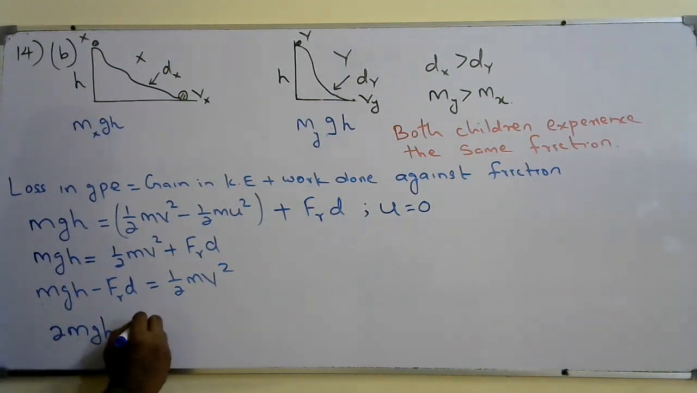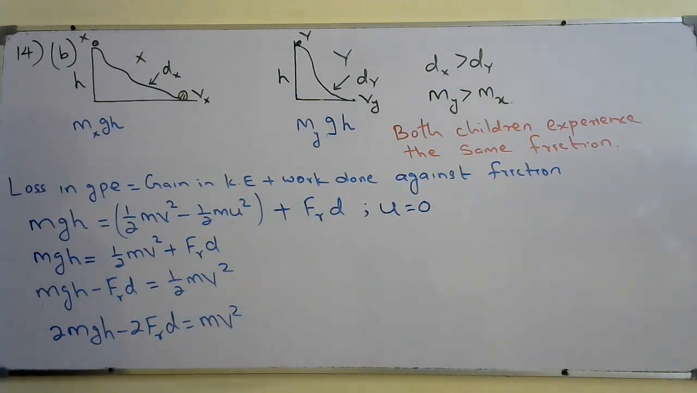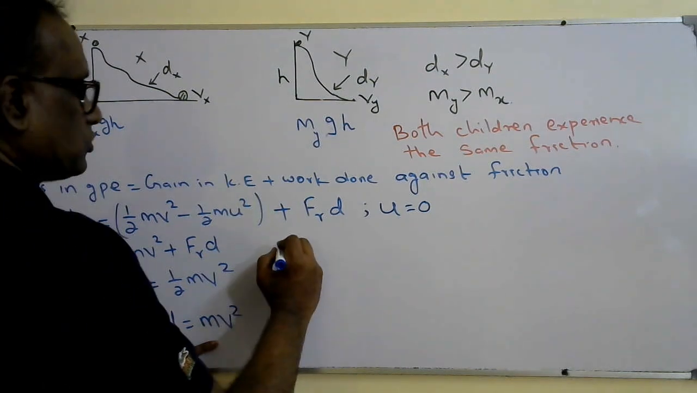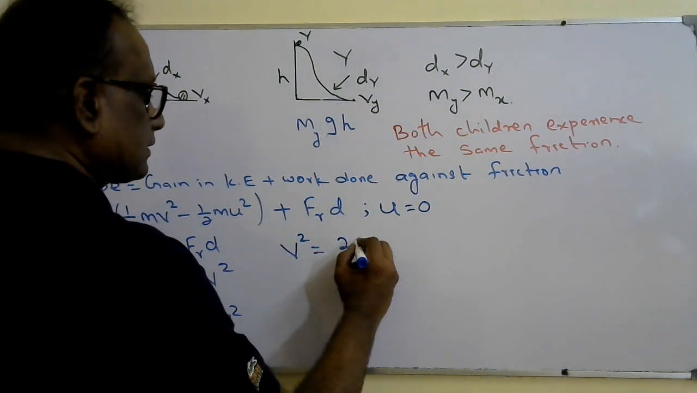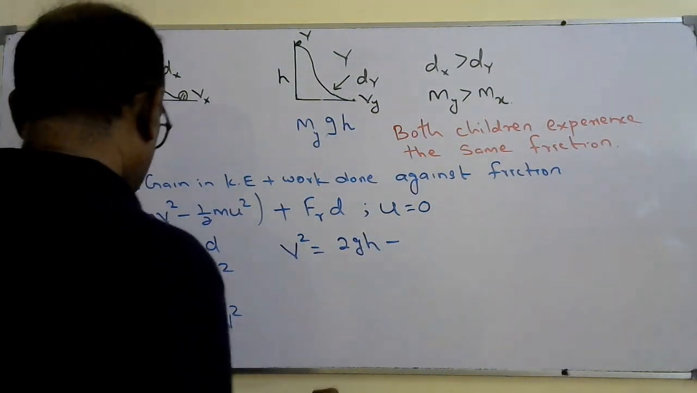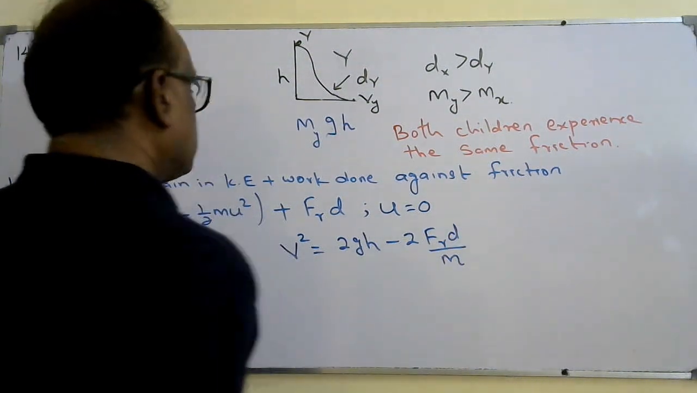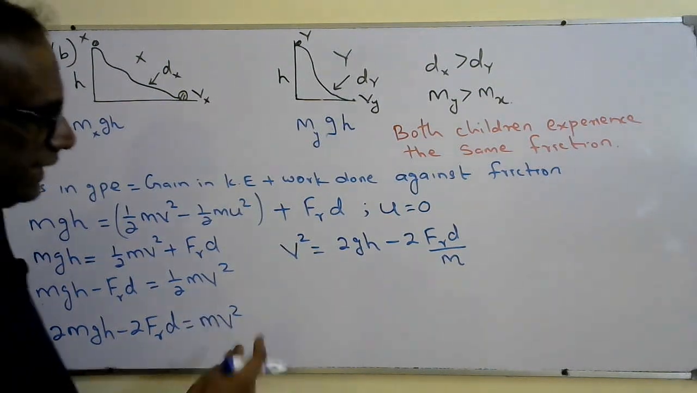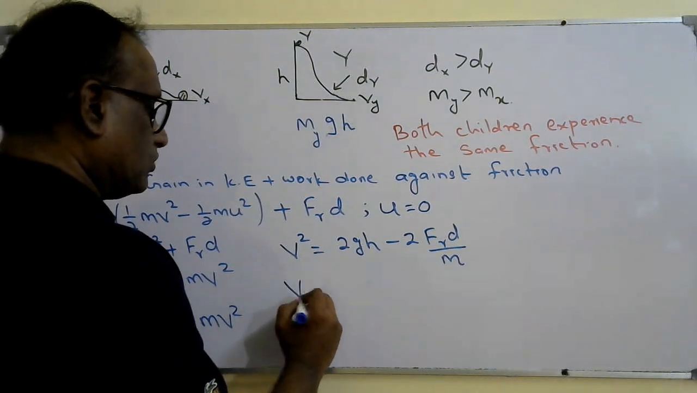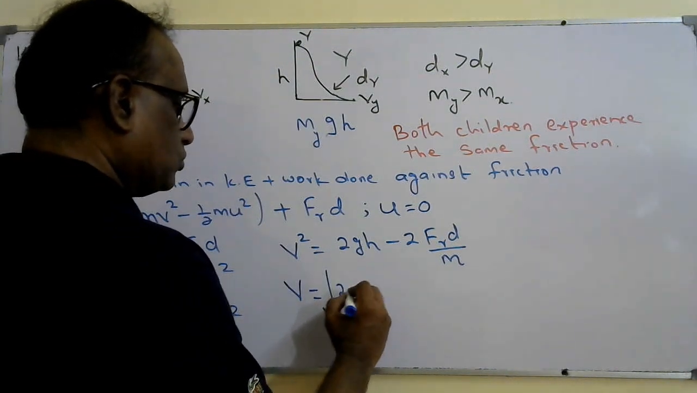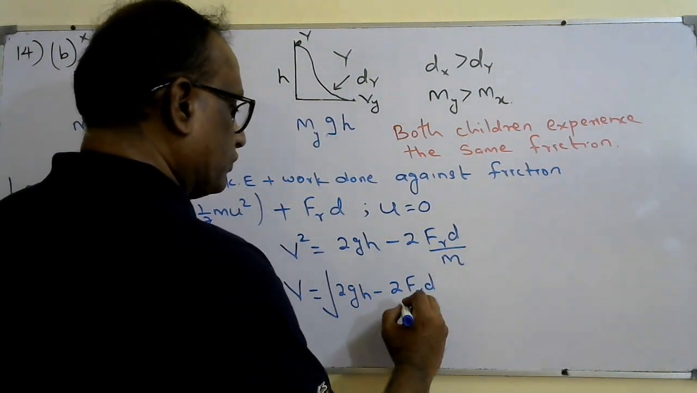2mgh minus 2Frd equal mv squared. Okay, so I need to analyze it further. V squared is going to be divided by m, the whole equation, you will get 2gh minus 2Frd over m, right? Now we'll take the square root, but anyway I'll keep it with v squared. If you want I can write with square root. V is equal to square root of 2gh minus 2Frd over m.